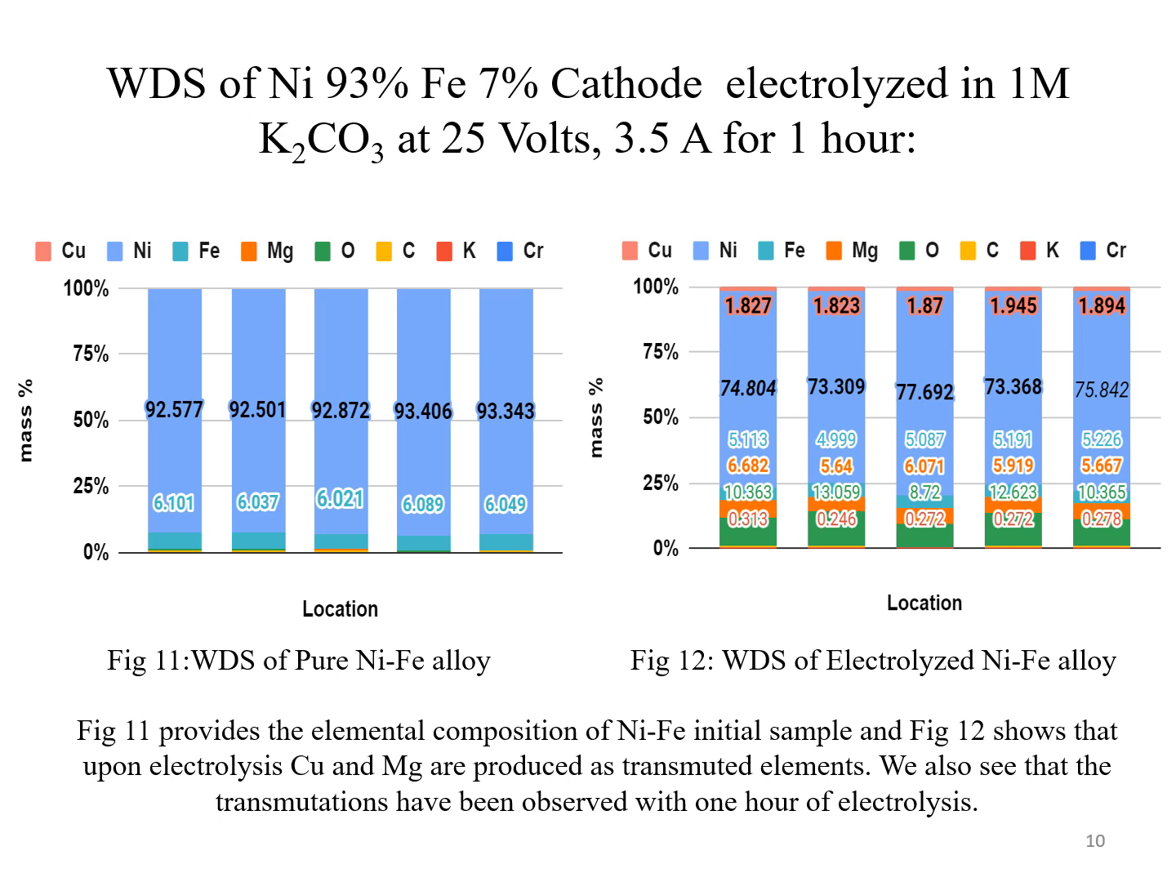Figure 12 shows the electrolyzed nickel iron alloy composition. We find the generation of copper, which is about 1.8 mass percentage, and the generation of magnesium, which is 6 mass percentage, which was not present in the original sample. Also, please note once again that these transmutations have been observed within 1 hour of electrolysis. Hence, this is also an example of rapid transmutation in alloys.